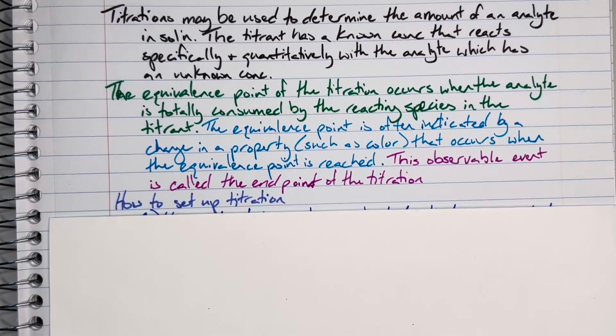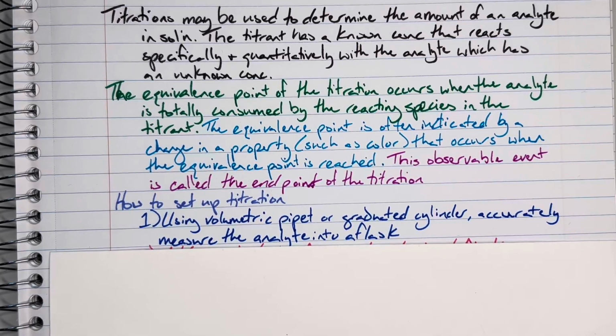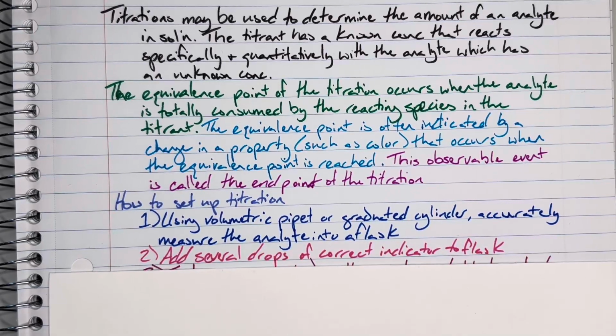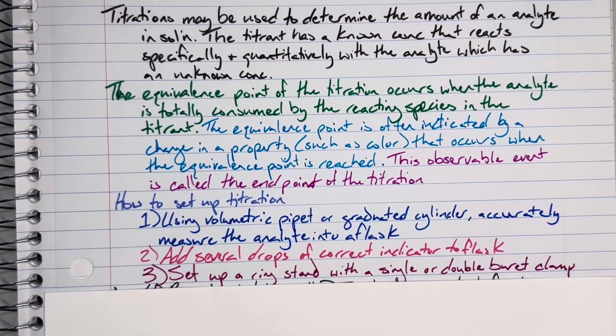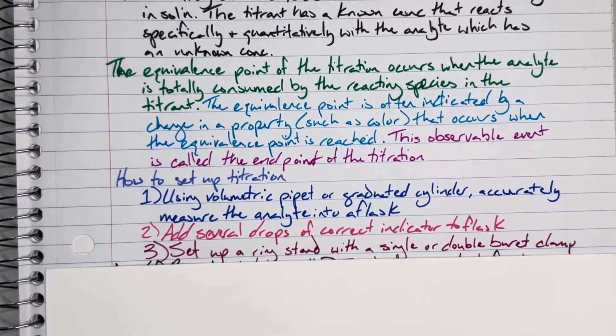How we're going to set up a titration is by using either a volumetric pipette or graduated cylinder, accurately measuring the analyte of unknown concentration into an Erlenmeyer flask. You would then add several drops of an indicator to the flask, and then set up a ring stand with either a single or double burette clamp.